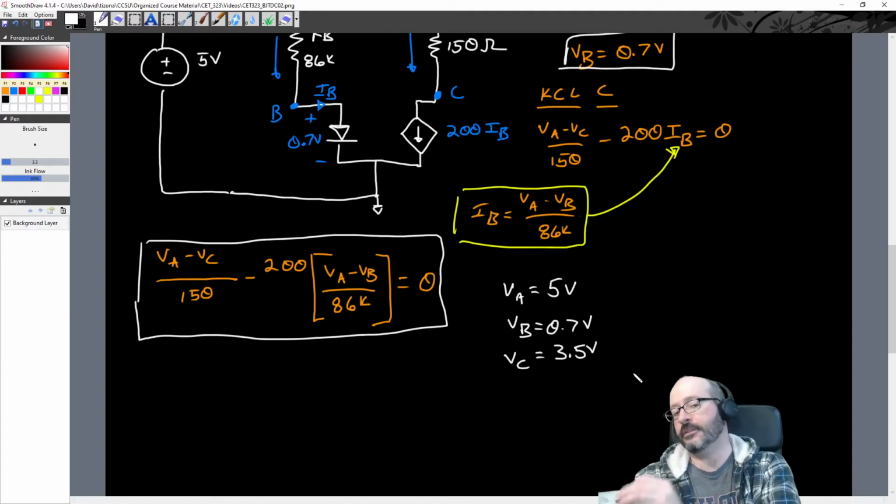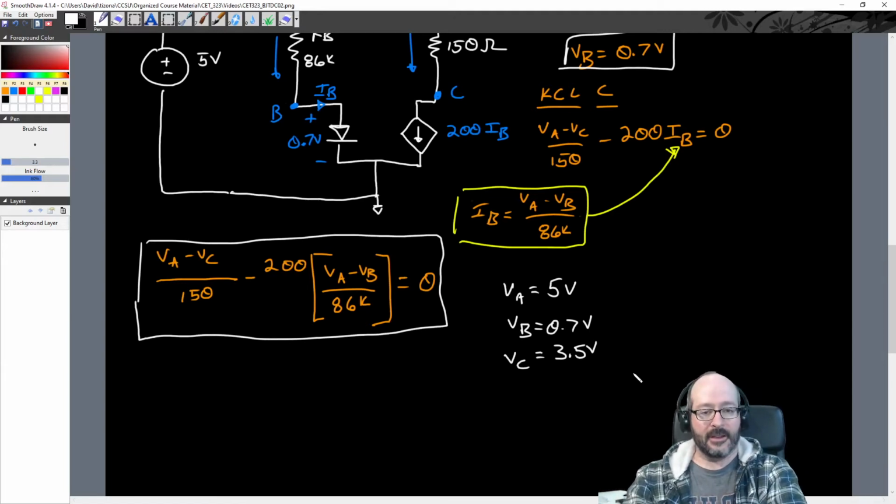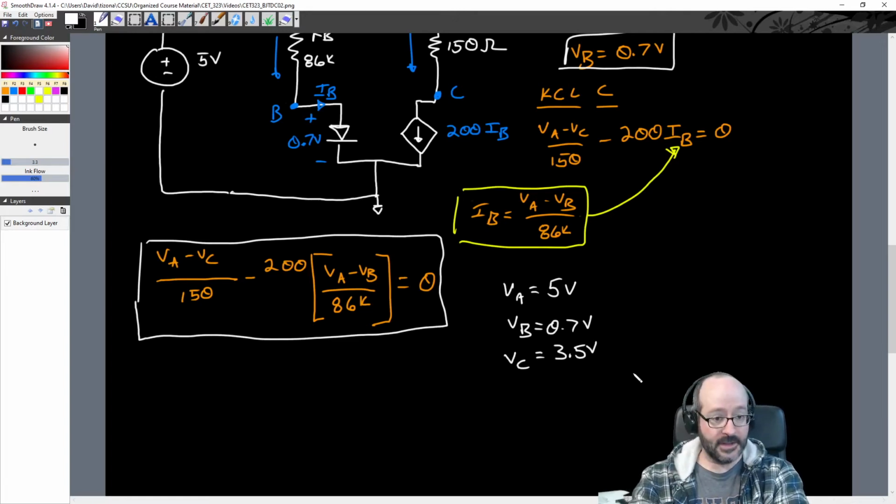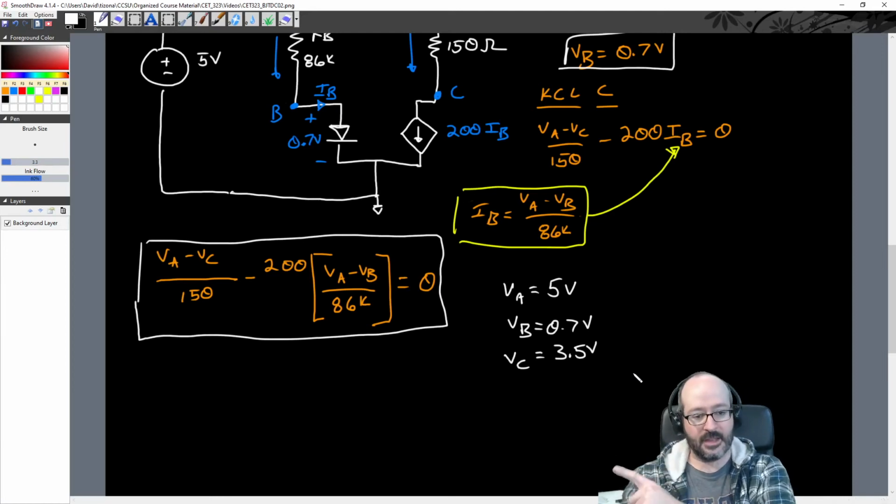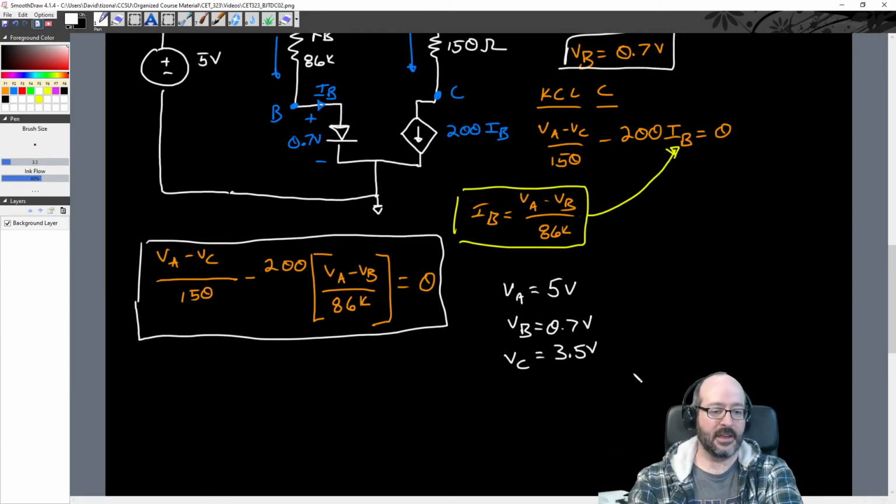Okay, so those are our node voltages, assuming that we're in the active region. We need to use those node voltages to go figure out what's going on and check that assumption. Is it actually in the active region? There are two ways we can do that. I'm going to leave that to another video, but we're going to pick up right here with VA equals 5, VB equals 0.7, and VC equals 3.5. All right, stay tuned and good luck.